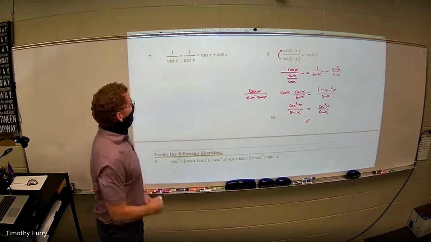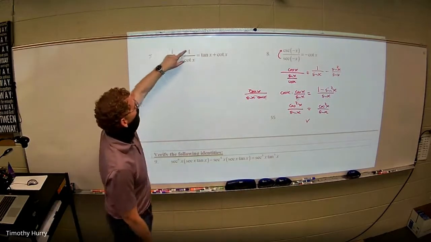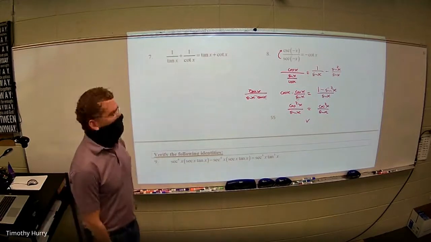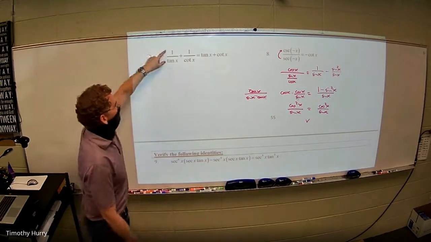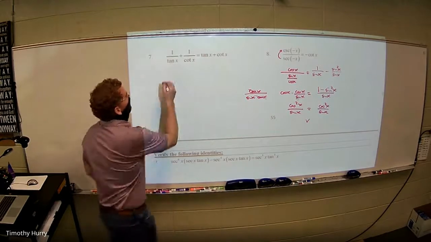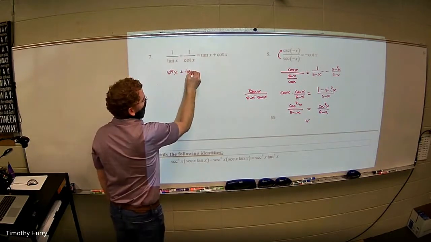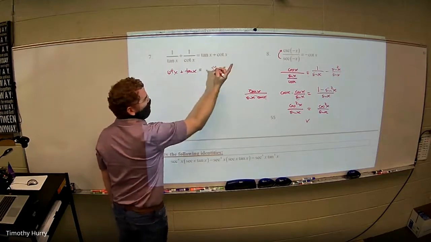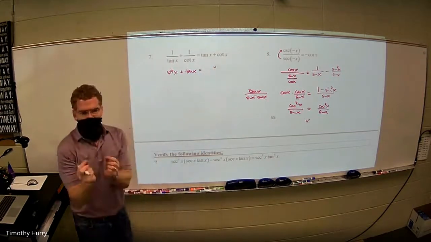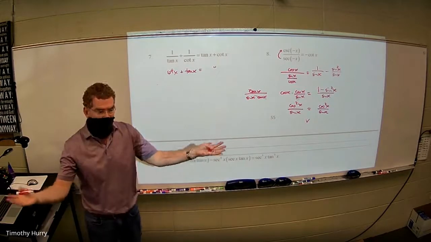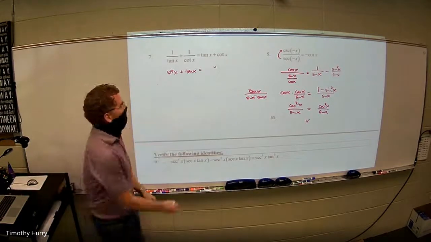I'm looking at this and I'm like, how in the world can the reciprocal of tan and the reciprocal of cotangent be equal to tangent plus cotangent? Well, what is 1 over tan? Cotangent. What's 1 over cotangent? Tangent. Well, that is what I have. And you don't have to rewrite it to change the order on an addition or a multiplication. The commutative property is obvious to anyone and approved, so we're good.